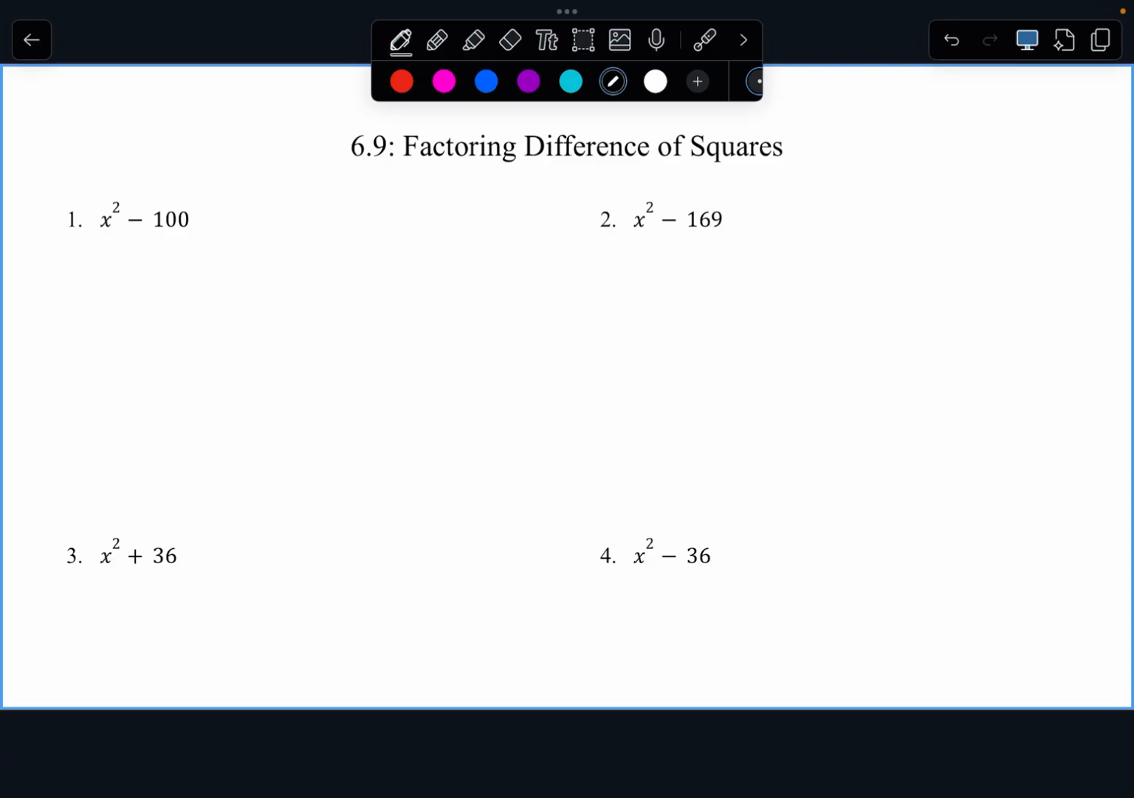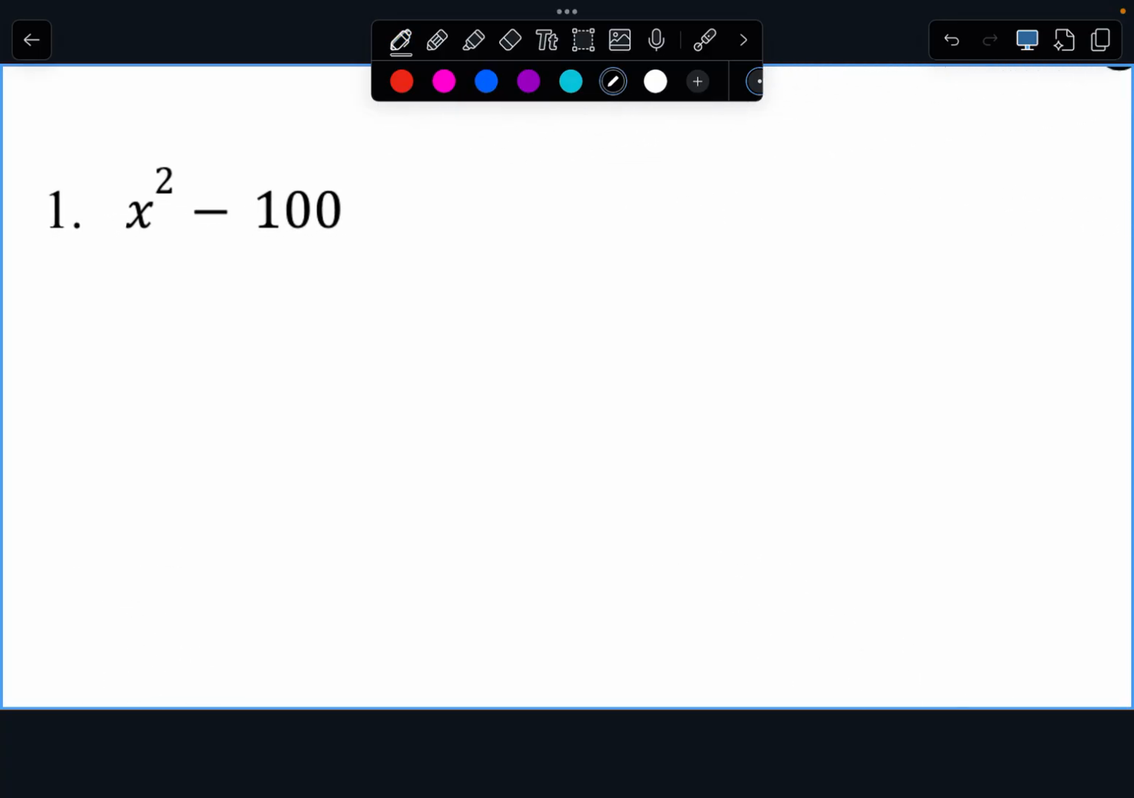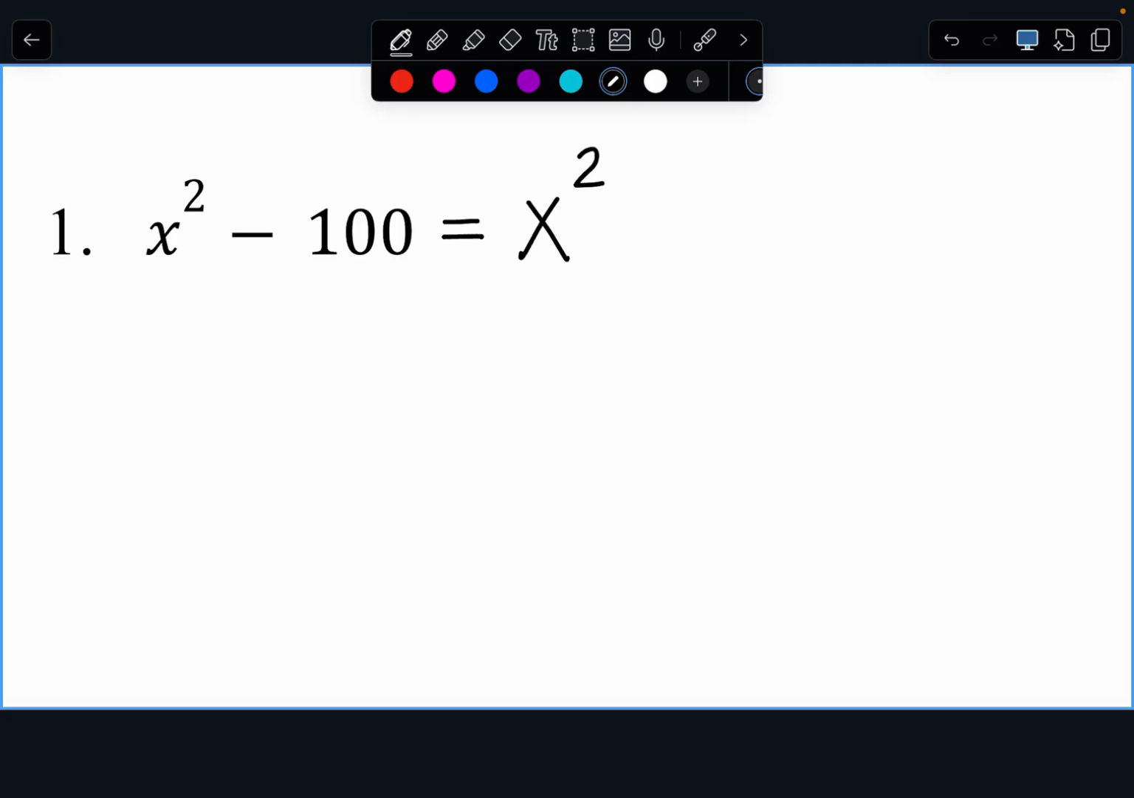So, looking at number 1, we've got x squared minus 100. What you'll notice here is that we don't have x squared, then x, then a number. What this means is if we rewrote it, this is x squared plus 0x minus 100.